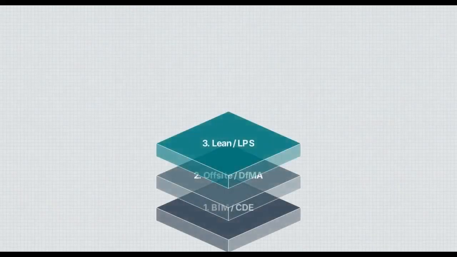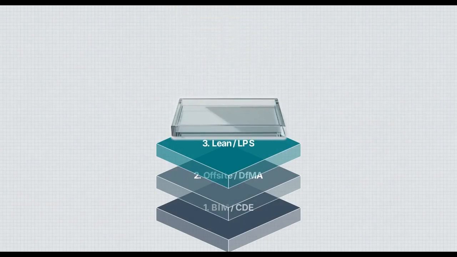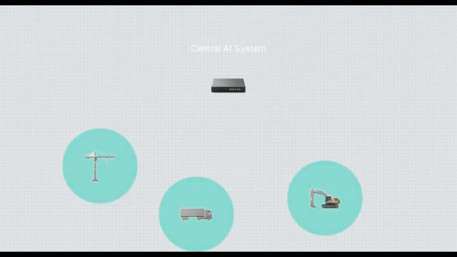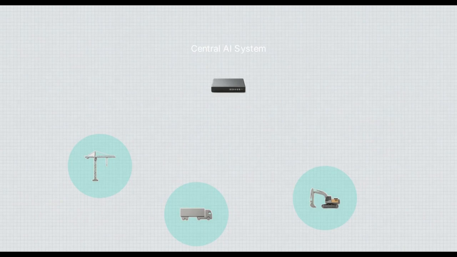The final layer of the stack is AI predictive analytics, fed by the Internet of Things, or IoT. The Internet of Things is a network of physical sensors that collect and transmit real-time data from the field to a central system. These IoT sensors pull continuous data from crane operations, weather forecasts, and supply chains.